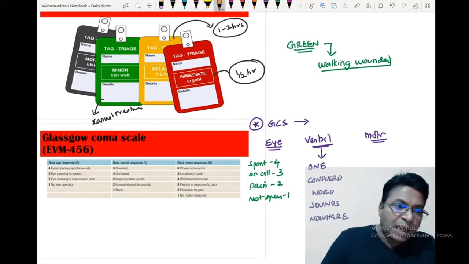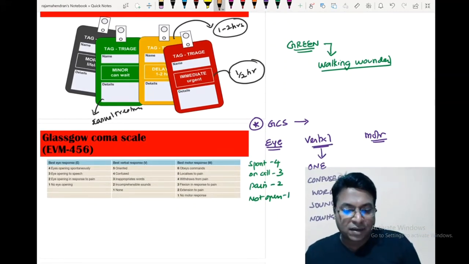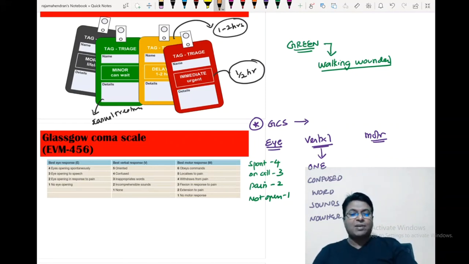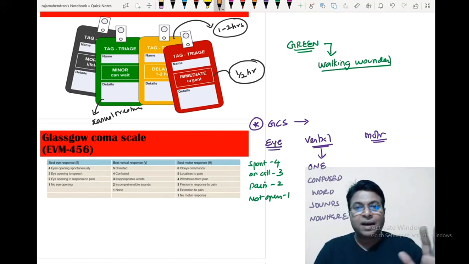So yellow is also a fracture. Yellow is a major fracture, not a minor fracture. Yellow will be a fracture of femur. Like that, major bone fracture will come under yellow. A patient who can walk and come to hospital is green. Black is moribund, dead or about to die. We cannot save them even if you ship them to hospital.